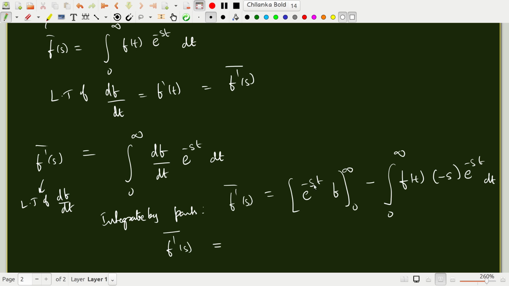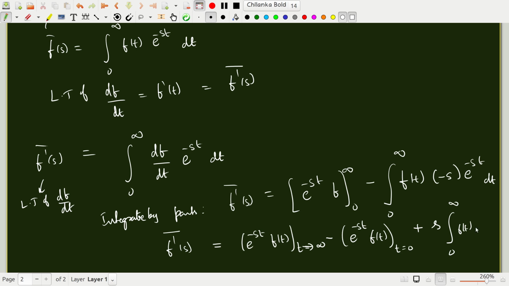so I have to apply the conditions here, right? This is e to the minus st f of t at t tending to infinity, minus e to the minus st f of t at t equal to 0. Now if I take this, this becomes plus s integral 0 to infinity f of t e to the minus st dt.